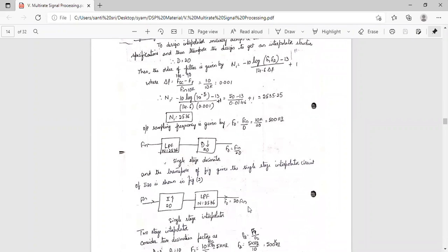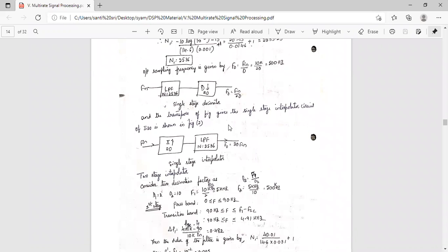The transpose of this figure gives the single stage interpolator circuit for I equal to 20, as shown in the figure. Transpose of this structure is nothing but the single stage interpolator. An interpolator is an upsampler followed by a low pass filter: upsampler with value 20, followed by a low pass filter with order N equal to 2536. Here F0 is 20 into Fin, that is I into Fin. So this is about the single stage interpolator.